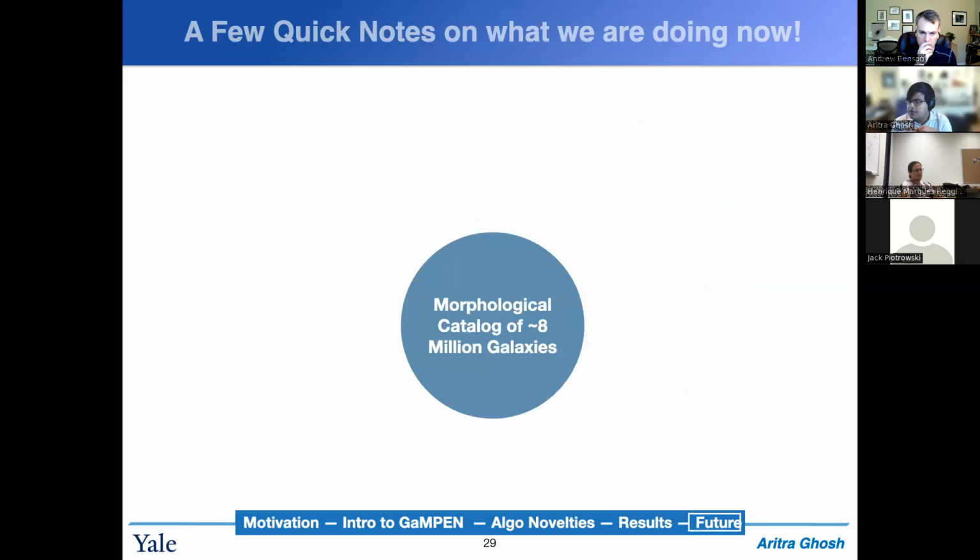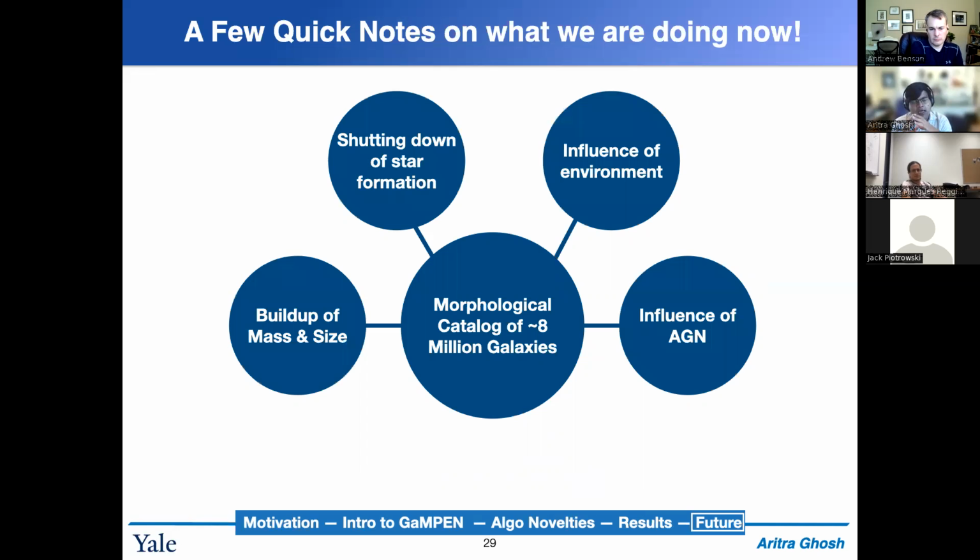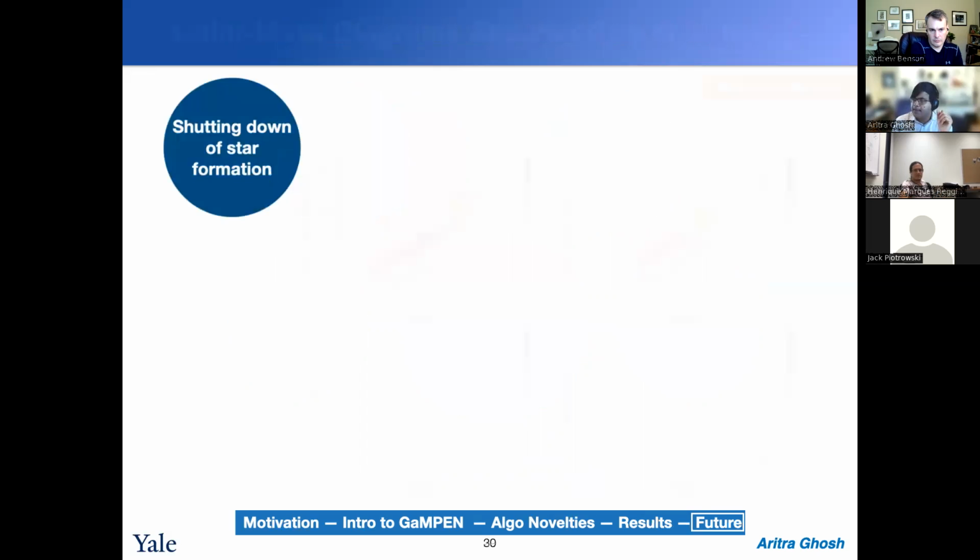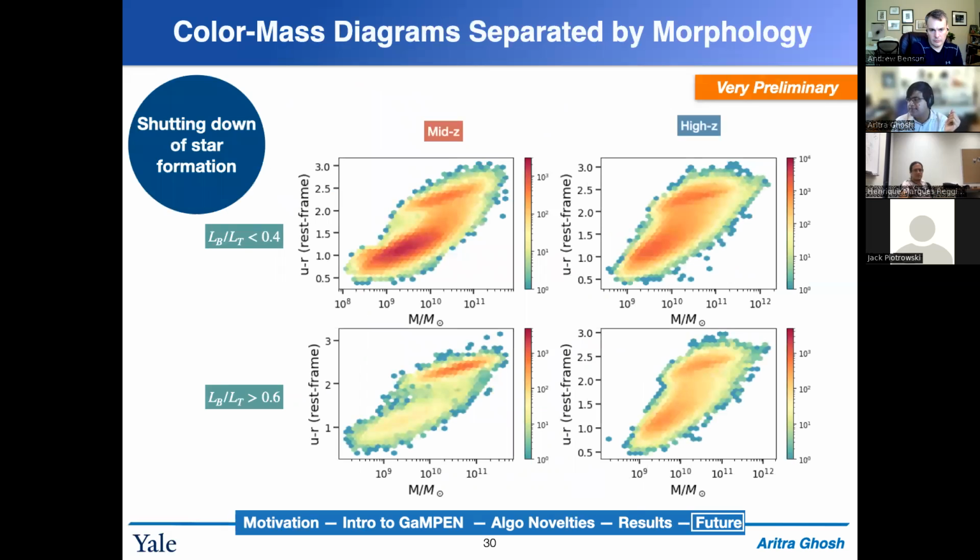Now you next come to the question of what we are doing with this morphological catalog of 8 million galaxies that we have right now. We're primarily looking at 4 different things: the buildup of mass and size, the shutting down of star formation, the influence of environment, and the influence of aging. These 4 things are what we're looking at right now with this specific catalog. I don't have time to go into all of them, but I will show you a little bit of an example of the kind of things that we want to do.